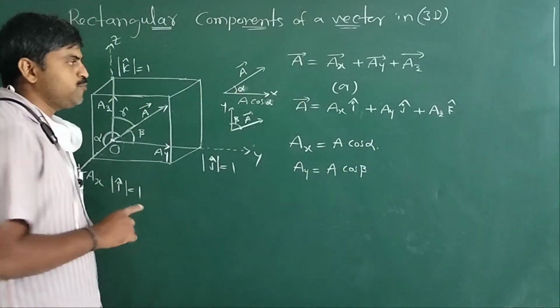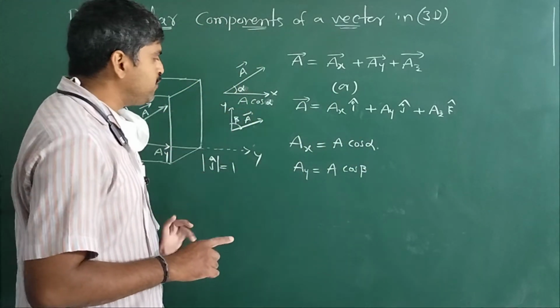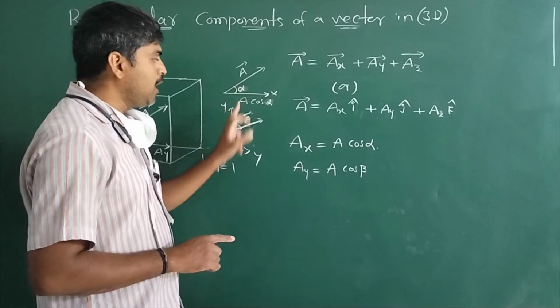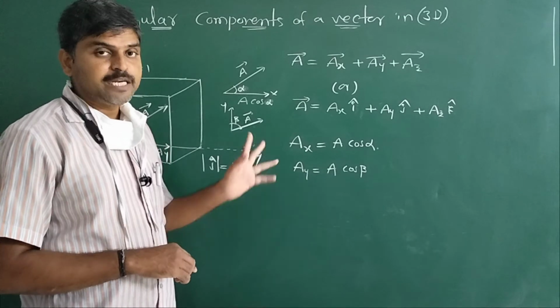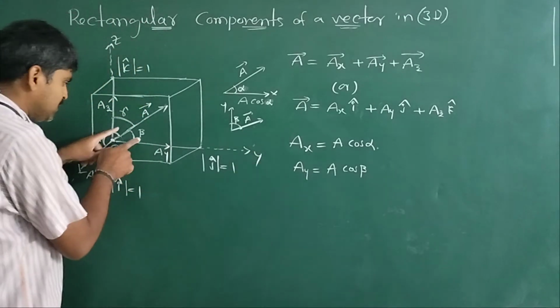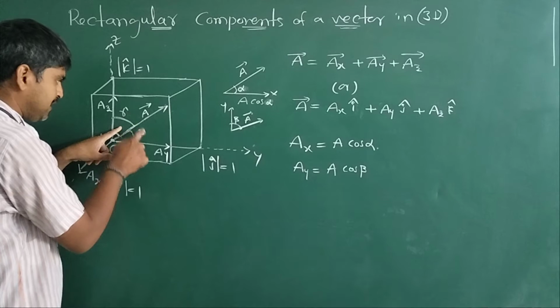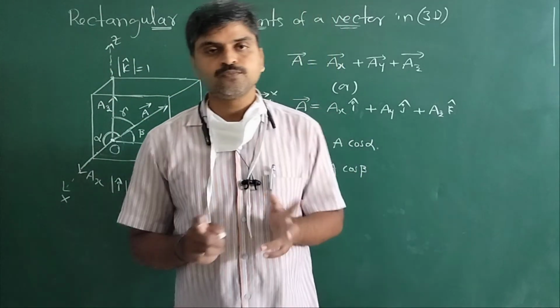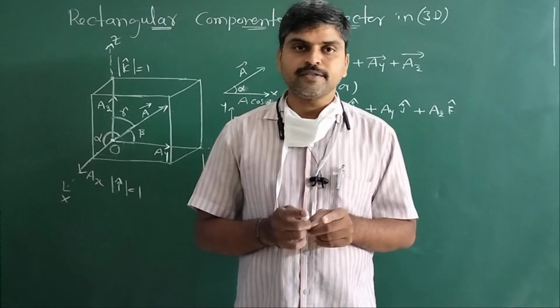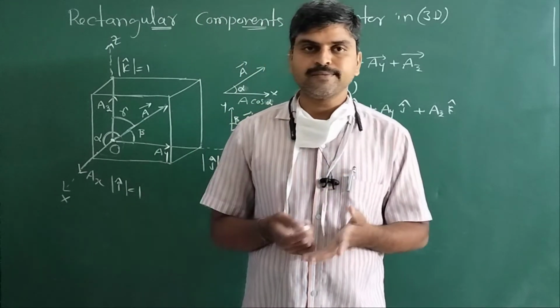And one most important point: what is the angle between alpha and beta? Is it 90 or what? No. Alpha plus gamma plus beta is not 90, because it is not coplanar. It is non-coplanar.